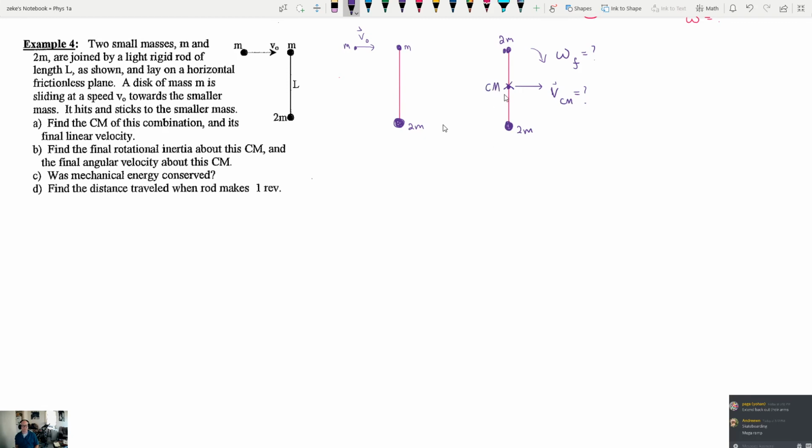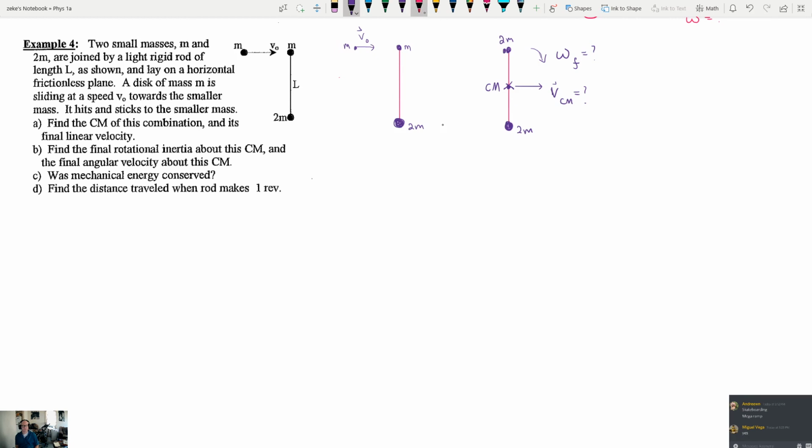This part of the problem is really easy. So let's find the center of mass. Well, if I have 2m over here and 2m over here, would you all agree the center of mass is going to be right in between them? That makes sense, right? Okay. Do you all want me to do the calculation? I'll just do it real fast.